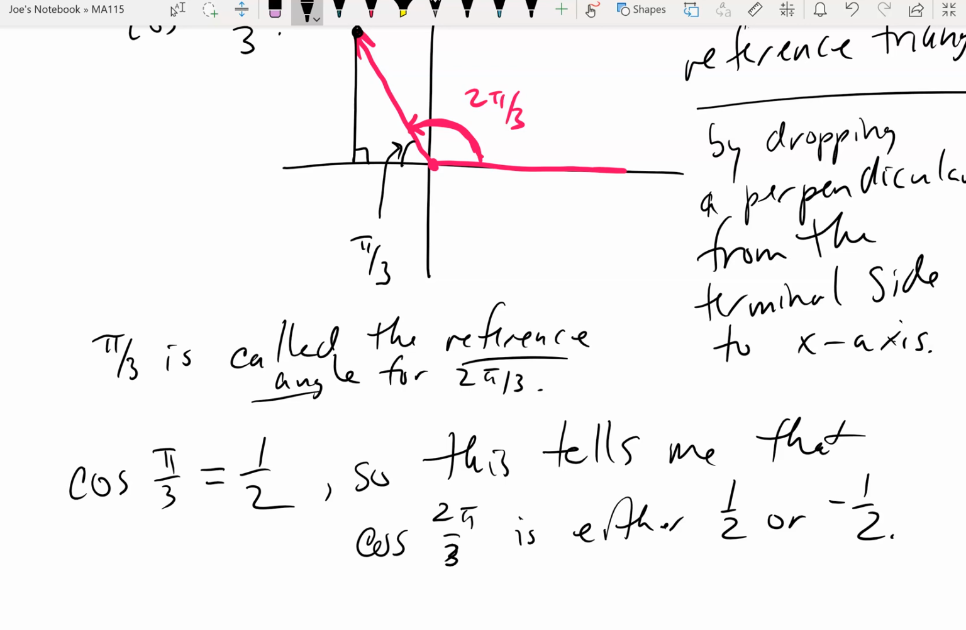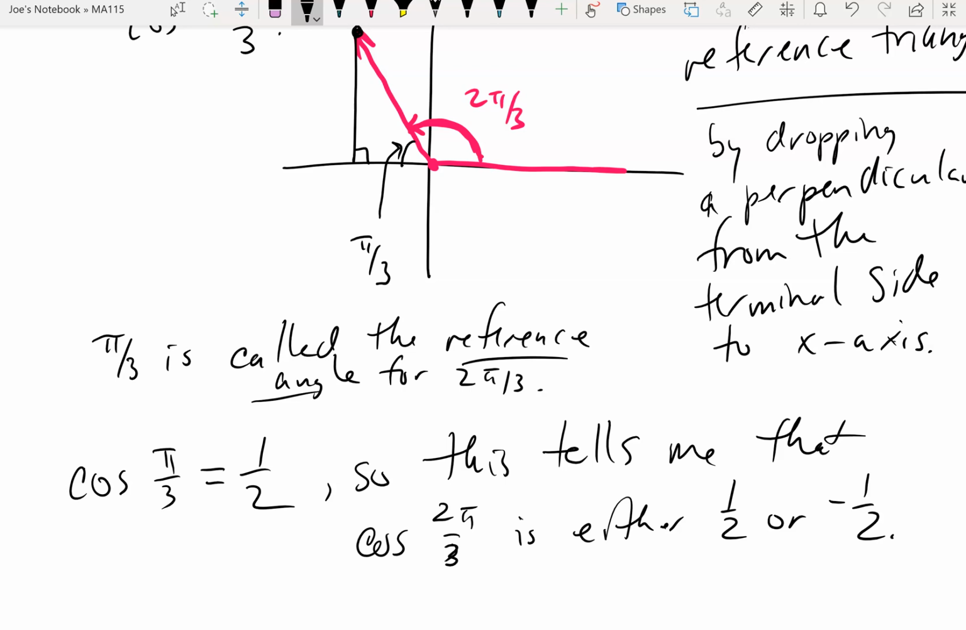I have to determine the sign, the SIGN, whether it's positive or negative. But the absolute value, the 1/2 piece, is right. I know it's 1/2 or it's negative 1/2, because the cosine of the reference angle is 1/2. The cosine of the angle I want has 1/2 in it. Now I have to determine, is it positive 1/2 or is it negative 1/2? Okay? And this is how we do this.